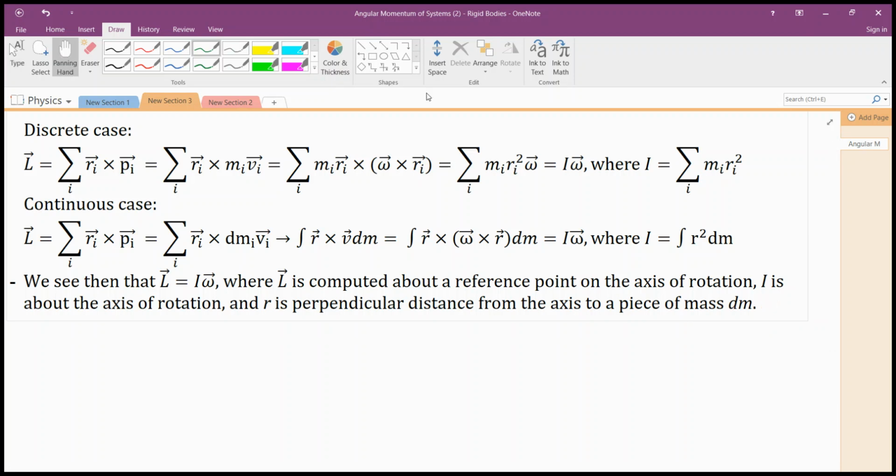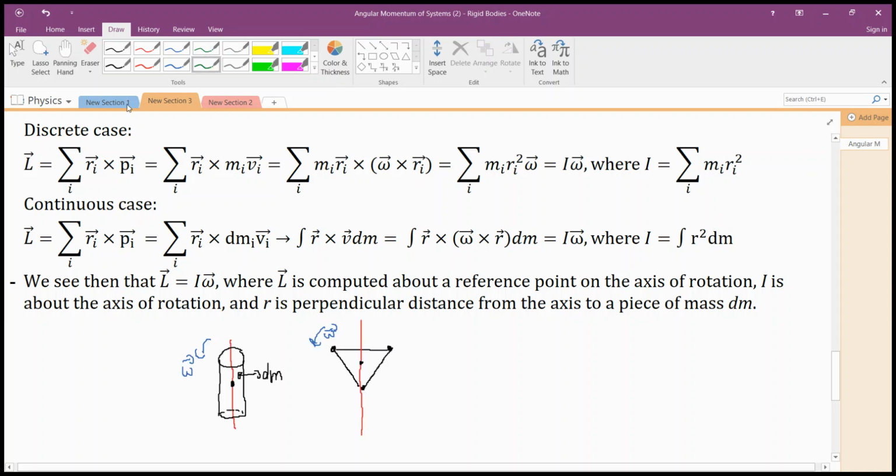And r, in these formulas for moment of inertia in both cases, is no longer the position vector from the reference point to the various points of the rigid body, but instead r is the perpendicular distance from the axis to a piece of mass, dm, or one of the discrete masses, m_i.